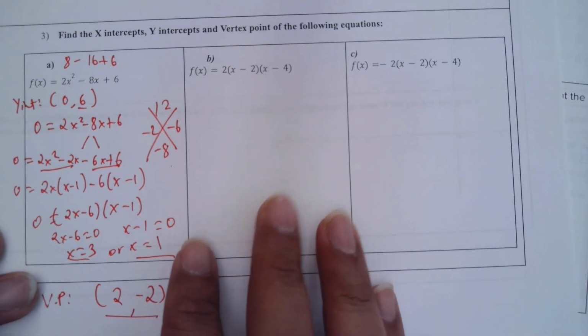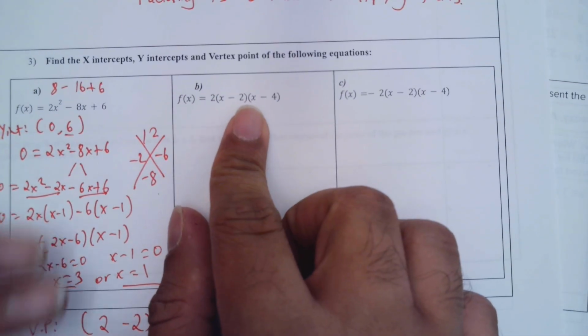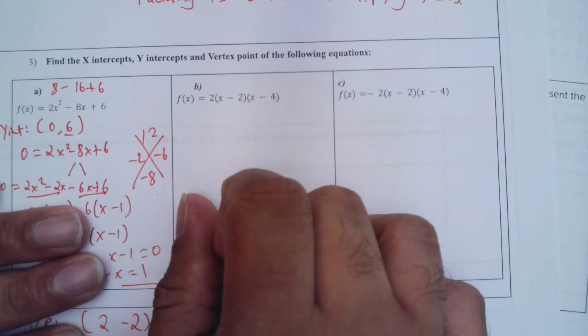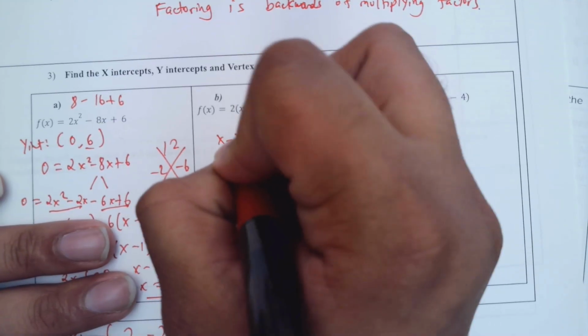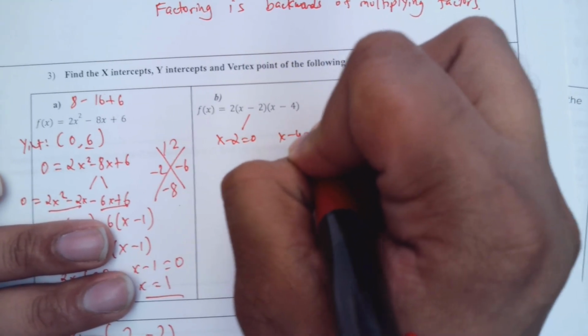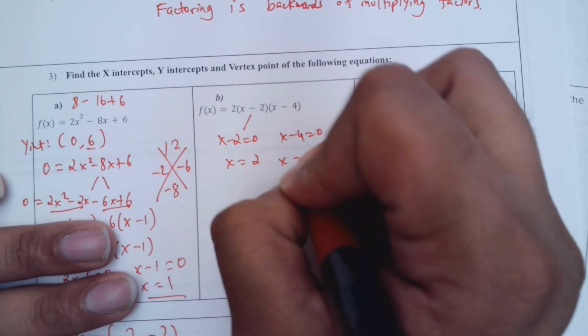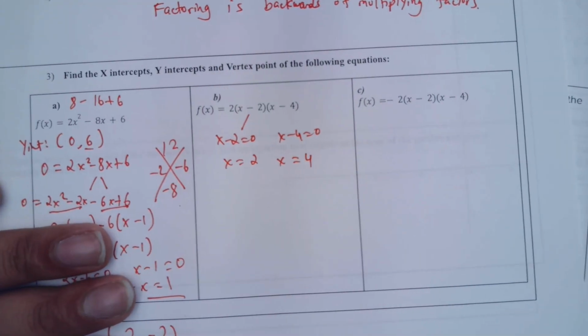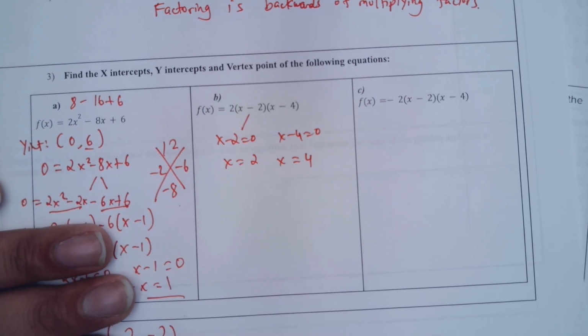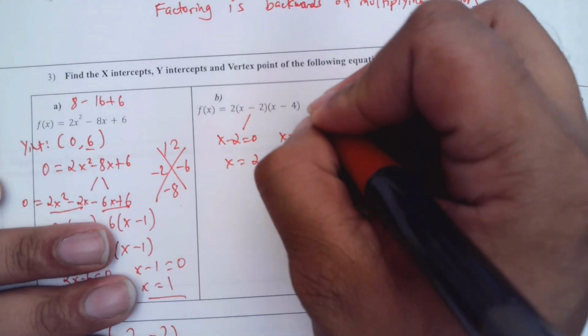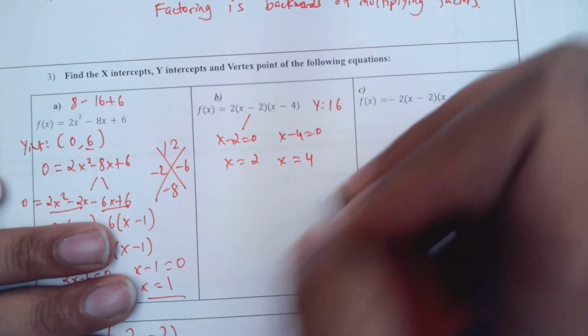You did everything. Perfect. Now for this one, they already gave you the factored form, right? So all you do is set each factor equal to 0. You get x minus 2 equals 0, x minus 4 equals 0, so x equals 2, x equals 4, and that's your x-intercepts. To find the y-intercept, you plug in 0 for x, right? And you get negative 2 times negative 4, so it's positive 8, so it's 16. So the y-intercept is 16, just plug in 0 for x, okay?